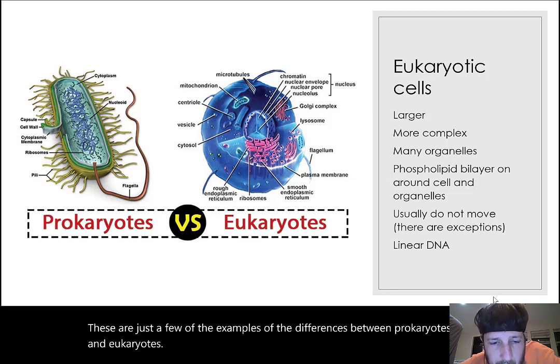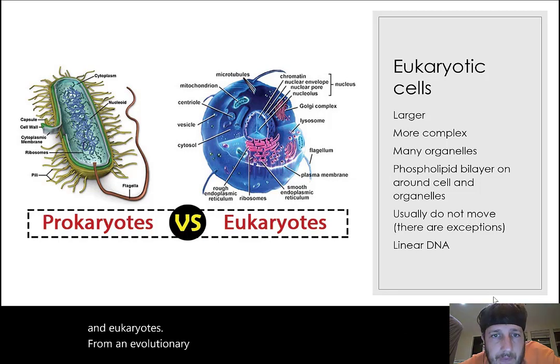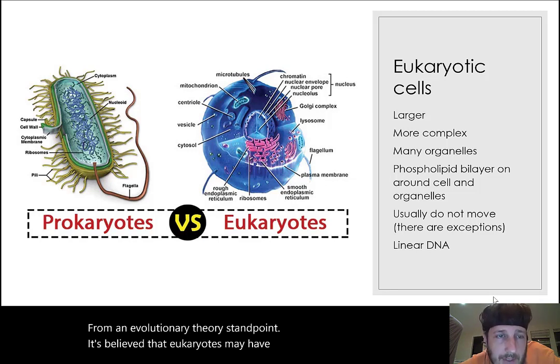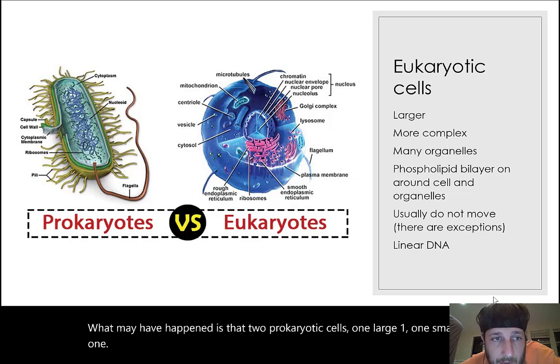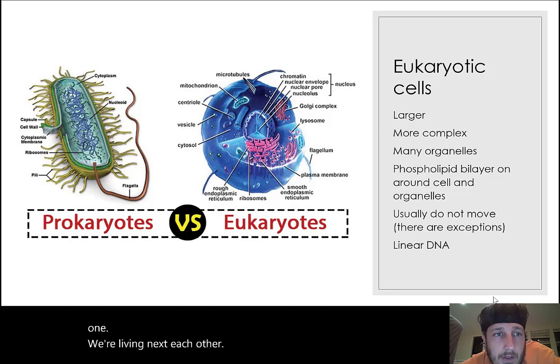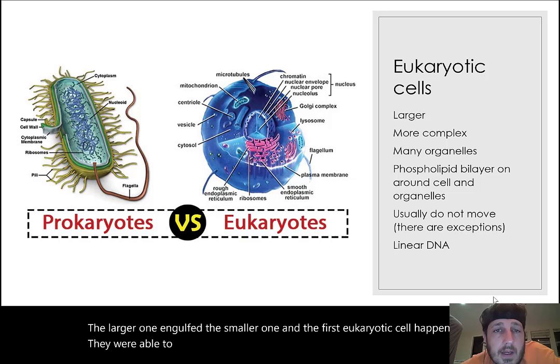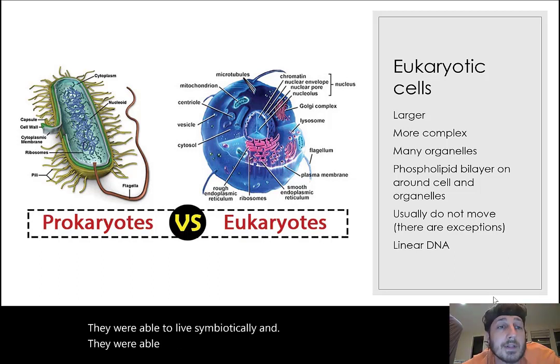Now, from an evolutionary theory standpoint, it's believed that eukaryotes may have evolved from prokaryotes. What may have happened is that two prokaryotic cells, one large one small one, were living next to each other, and the larger one engulfed the smaller one, and the first eukaryotic cell happened. They were able to live symbiotically, and they were able to produce more copies of themselves in that way.